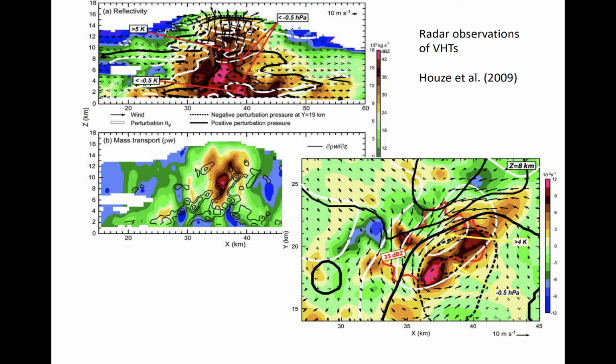Vertical cross-sections through the same cell are shown at top, with reflectivity shaded in the top panel and mass transport shaded in the middle panel here. These reinforce the notion that this convective element was intense and vorticity rich.